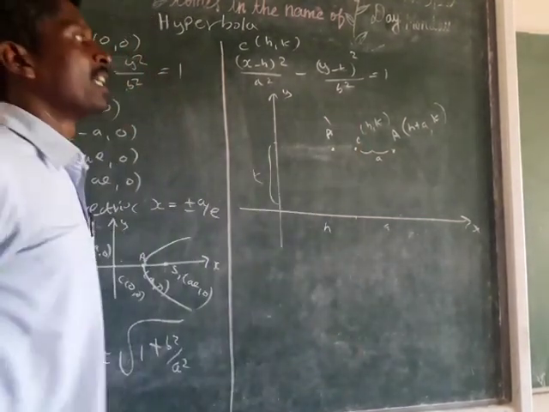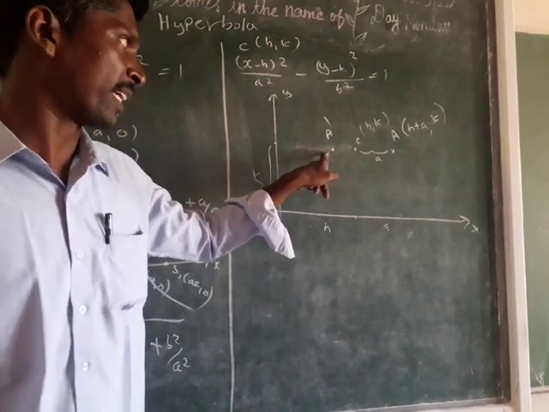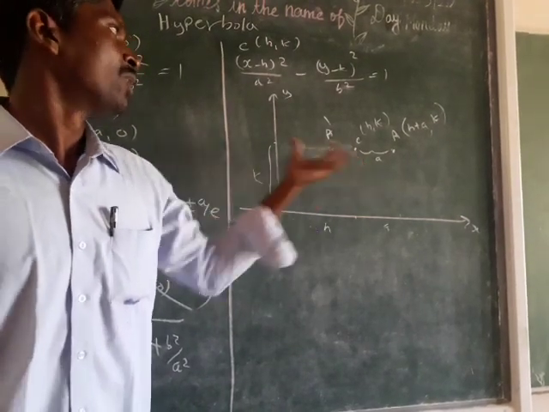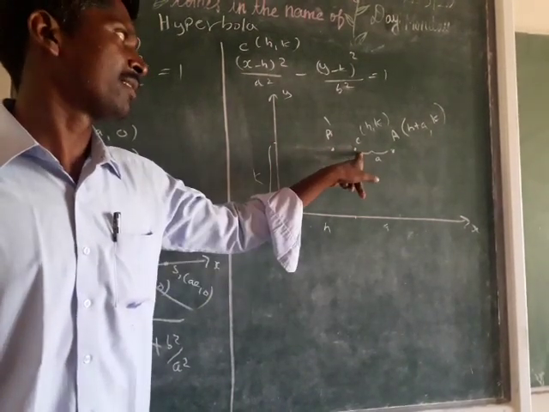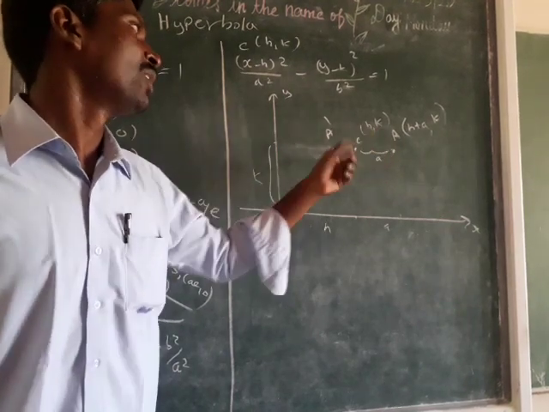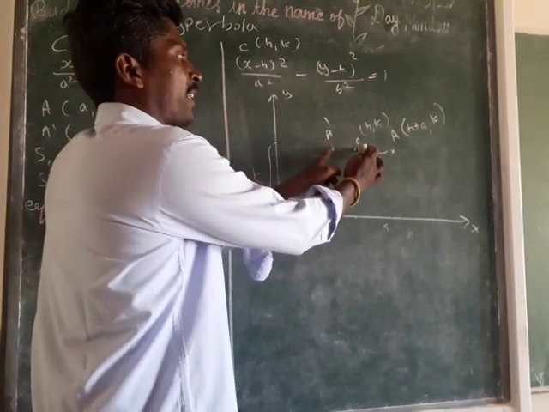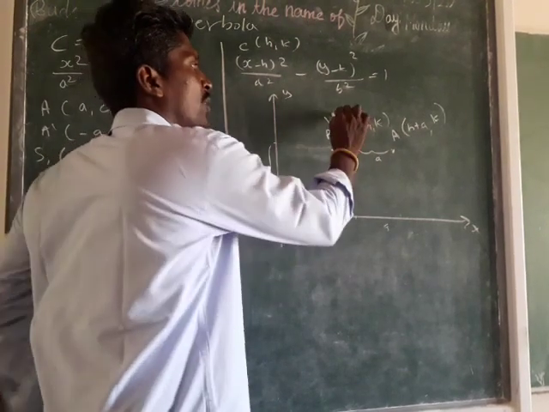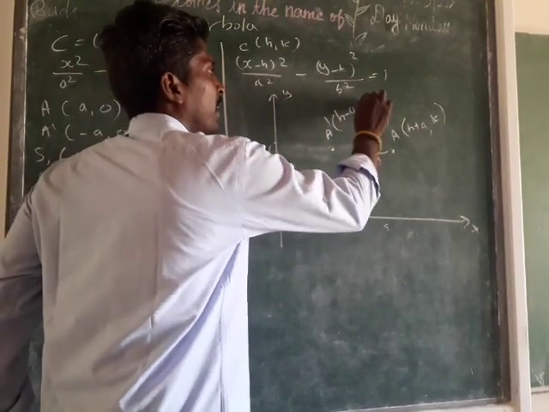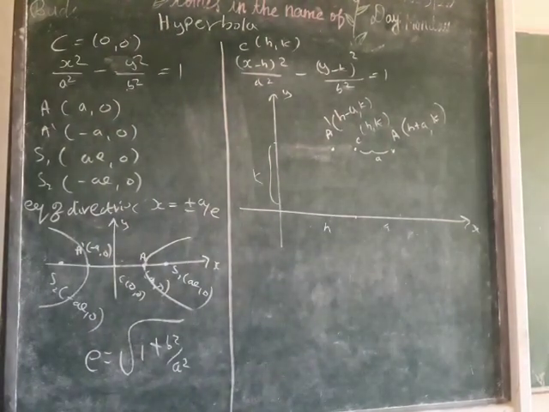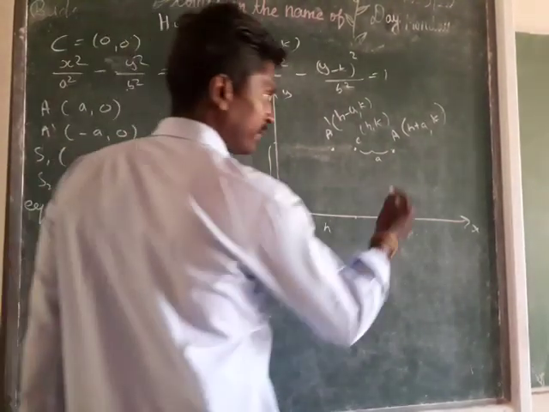What is A dash? Center to vertex, the distance is a. From the y-axis to C, the total length is h. So what is this distance? Total length h, subtract a, you get this distance: h minus a comma k. Let's say A dash.